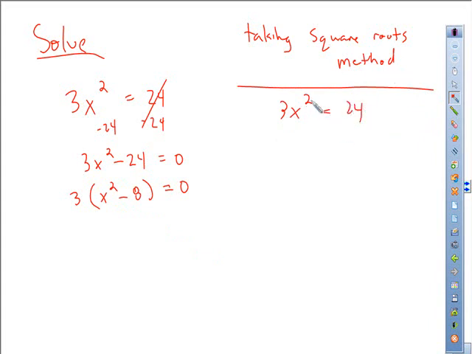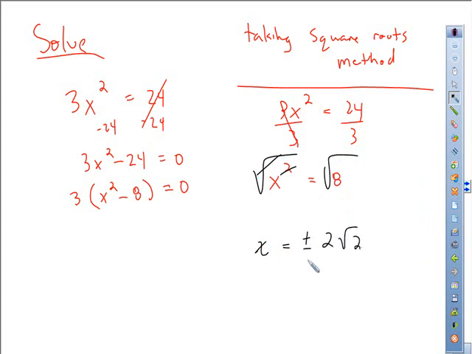With the taking square roots method, you're trying to get x squared by itself. So let's divide both sides by 3. Then you get x squared is equal to 8. And then we're going to square root both sides because we want x by itself. Remember, when we square root both sides, we're going to have a plus and a minus. And what's the square root of 8? Remember to simplify this. That's going to give us 2 radical 2. So x is going to be positive 2 radical 2, and x is going to equal negative 2 radical 2. These would be our solutions.